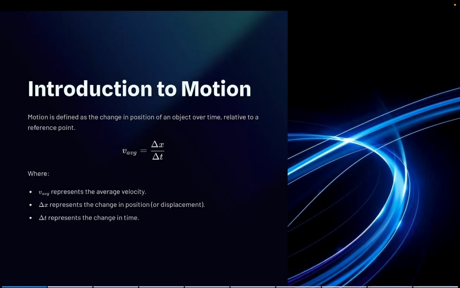Today we're going to be looking at introduction to motion. So first we're going to define motion, and then we're going to see about position time graph, velocity time graph, distance, displacement, and so on. So motion is defined as the change in position of an object over time relative to a reference point.